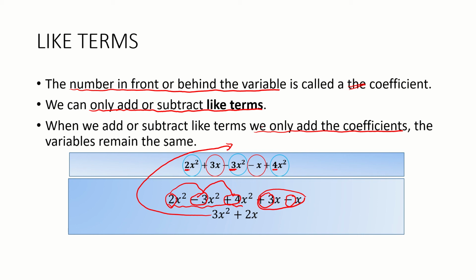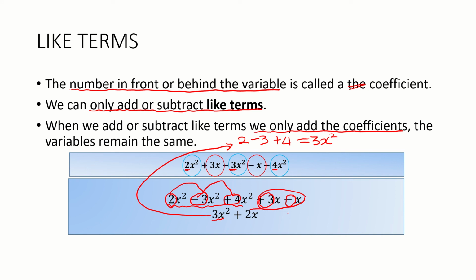It was simply 2 minus 3 plus 4. How much is that? It is equal to 3. And then you keep the variable and its exponents as they are. That is why we have 3x squared.